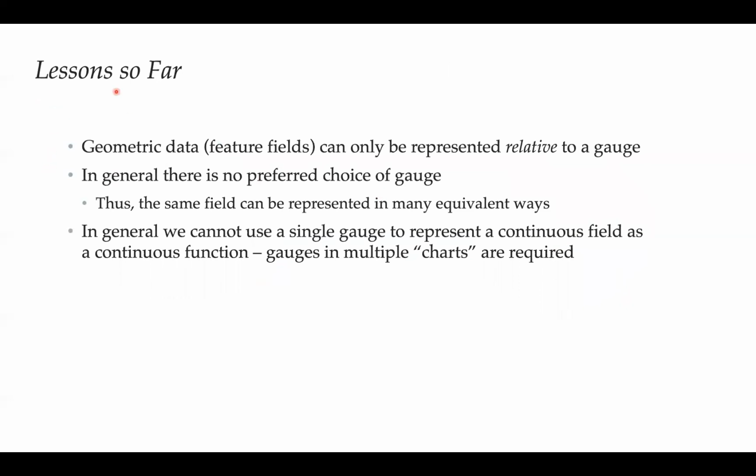All right, so to summarize what we've learned so far, we've seen that geometric data in the form of feature fields can only be represented relative to a gauge. But in general, there is no natural gauge. So we have to make some arbitrary choices in order to represent data. Or in other words, the same field can be represented in many equivalent ways. Furthermore, in general, we cannot use a single gauge to represent a continuous field as a continuous function. So we need gauges in multiple charts.